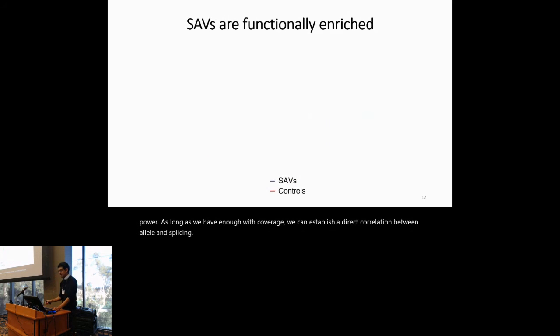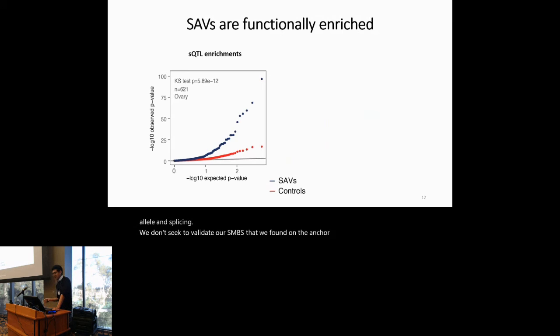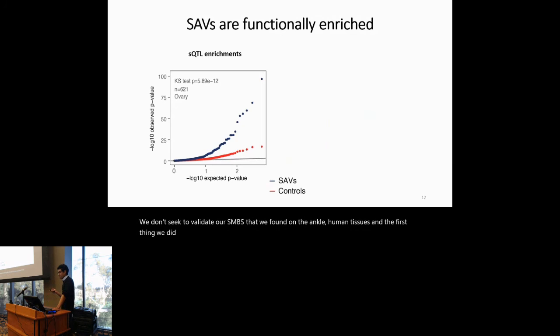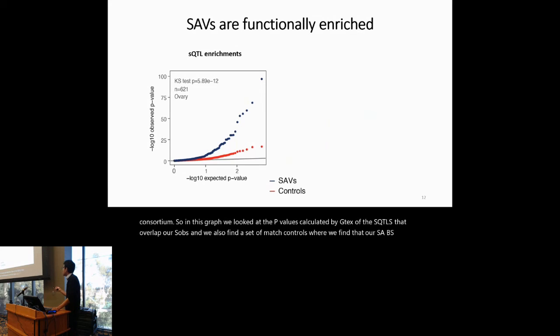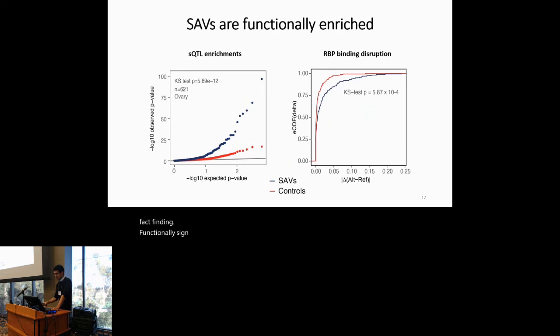We then seek to validate the SAVs that we found on the ENCODE human tissues. The first thing we did was to overlap our SAVs with the splicing QTLs reported by the GTEx consortium. So in this graph, we looked at the p-values calculated by GTEx of the sQTLs that overlap our SAVs, and we also find a set of matched controls. What we find is that our SAVs have more significant p-values compared to our set of matched controls, which suggests that we are in fact finding functionally significant variants.